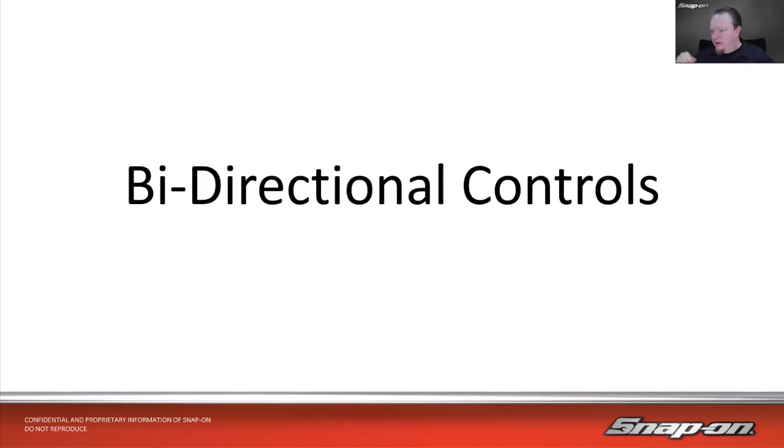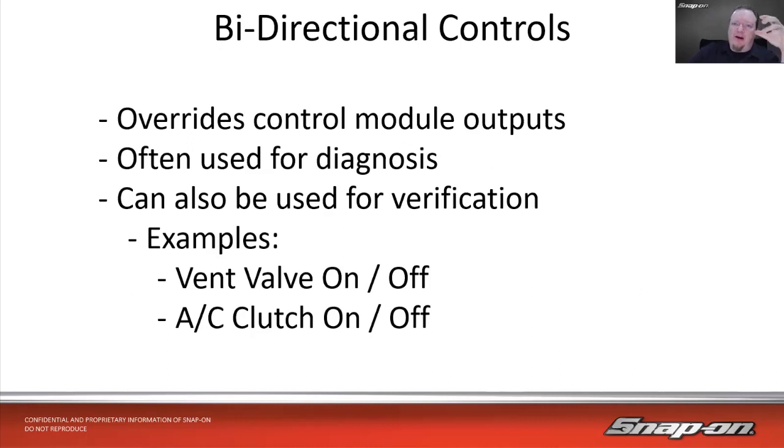So the first one here is bidirectional controls. What a bidirectional control is going to do is override control module outputs. So like I said, solenoids, relays, anything the computer controls to turn on and off, or opens and closes, a pulse width modulated signal, something like that. It's often used for diagnosis. So I want to see, can the computer command this relay on, even if it says it's not working? Or my vent valve, is it turning on and off? Or is it a problem in the circuit? Something like that. So we can see whether or not the computer can actually command it, and then that'll allow us to know what part of the circuit it's in.